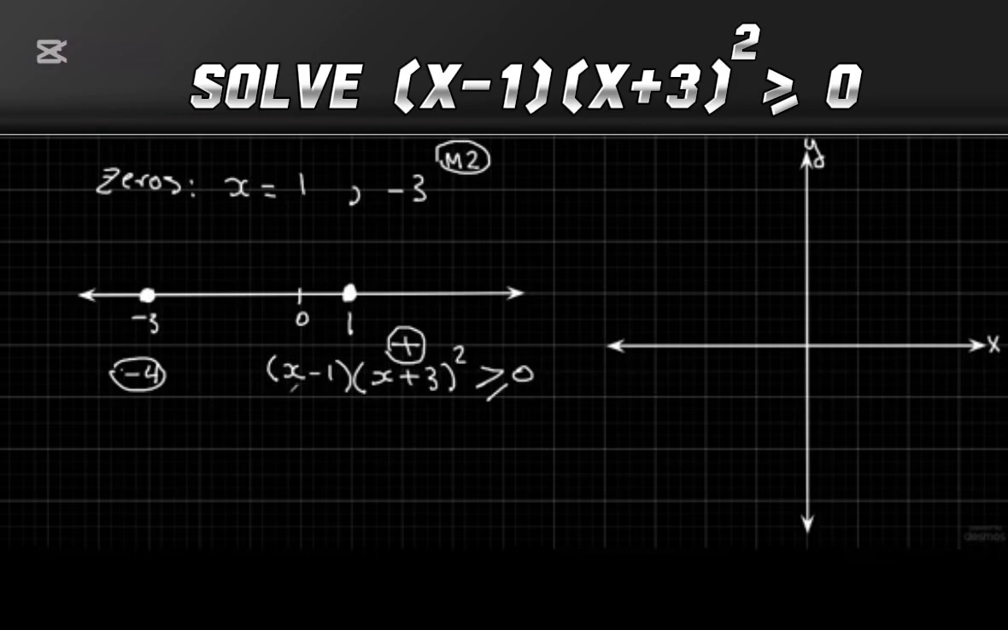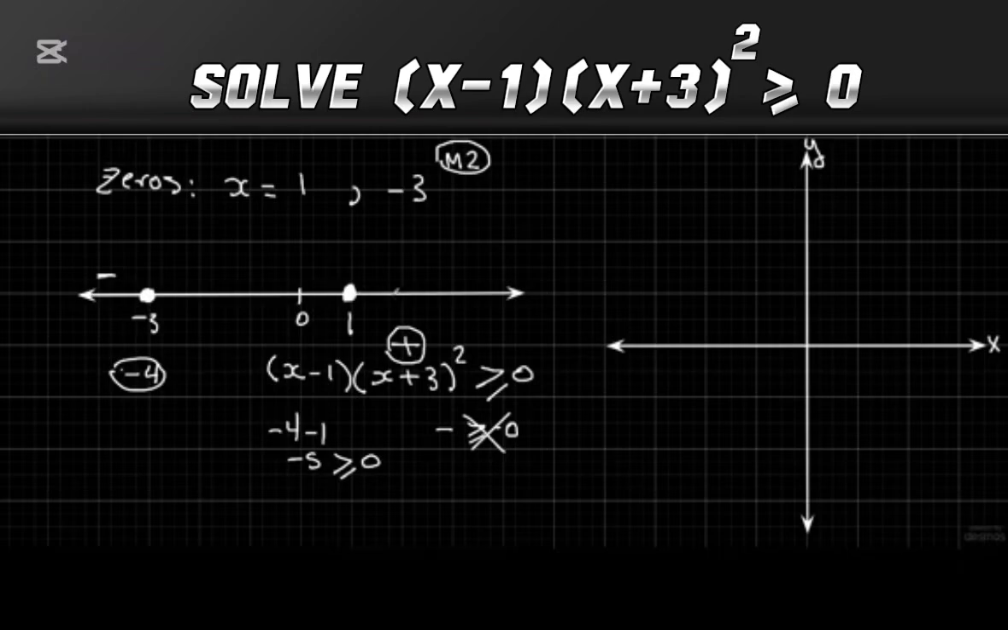So if we sub in -4, all I need to do is just sub it into here. So I have -4 minus 1, which is -5. Is that greater than or equal to 0? Definitely not. So we don't shade there. Okay. Now let's take a number in this interval right here. So let's take the 0. If I put in 0 there, 0 minus 1 is -1. So -1 is not greater than or equal to 0. That's wrong. So therefore, we don't shade here either.